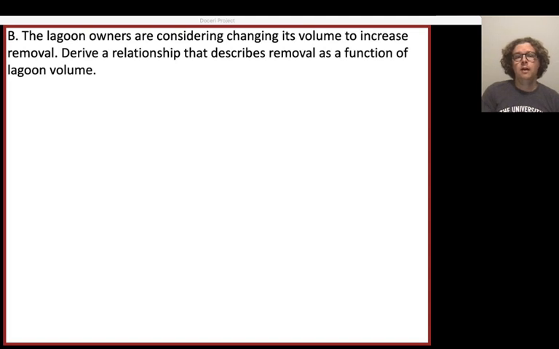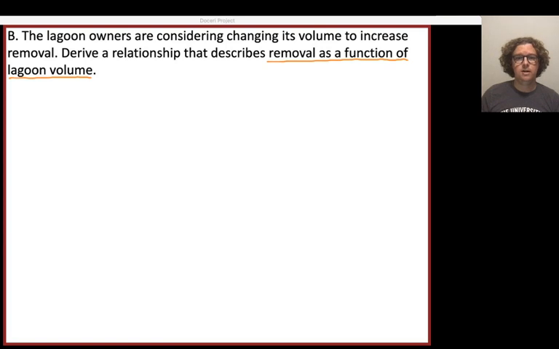Part B is more of a design application. So the owners of this lagoon are considering that we might want to change its volume to increase removal. And so maybe regulations have tightened, maybe they are feeling more environmentally conscious, maybe they want to lower that concentration leaving from 4.3 to perhaps 1. How could they predict the volume that they would need?